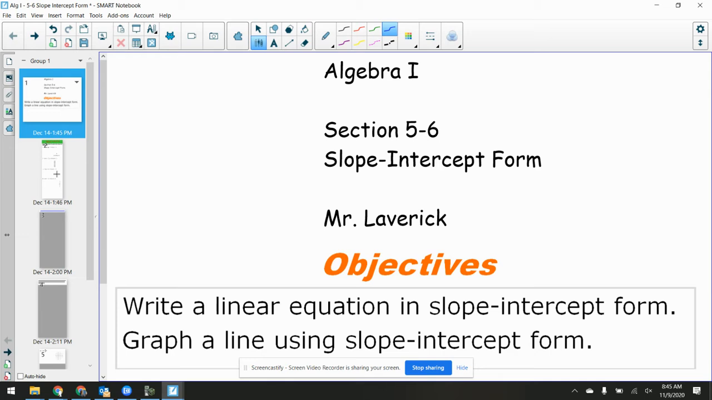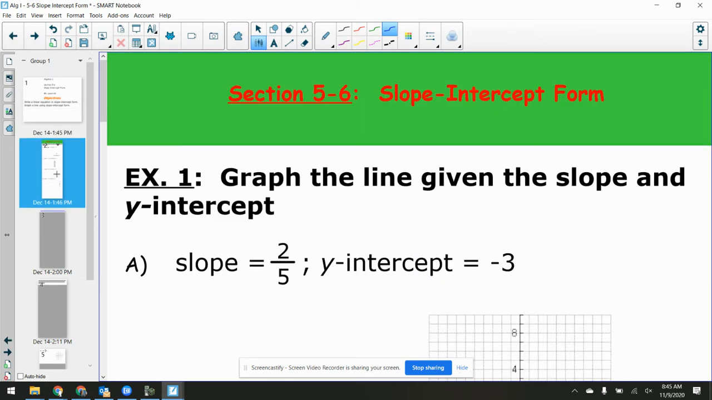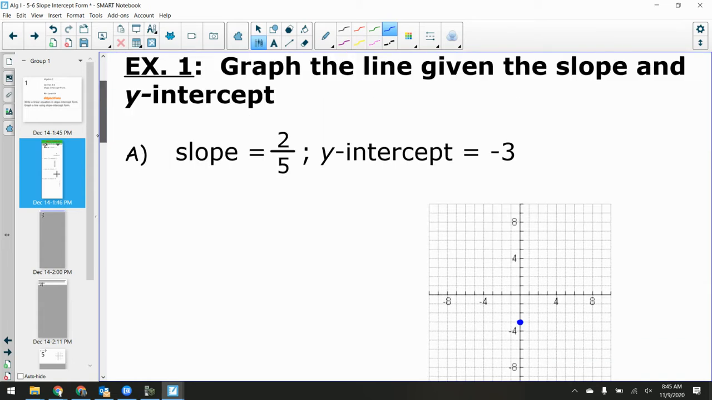All right, section 5.6 is slope-intercept form. Like I said before, it's something that you definitely remember from middle school. It's that y equals mx plus b thing. So we'll jump right in. We talked about graphing, and now we will find that graphing is very easy using the slope and the intercept.